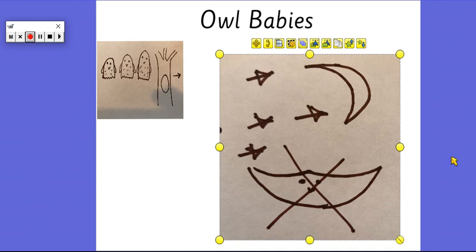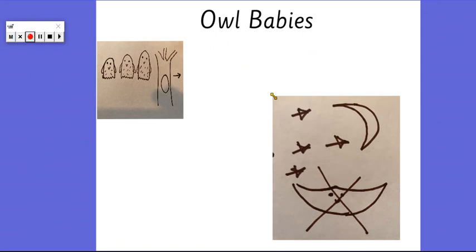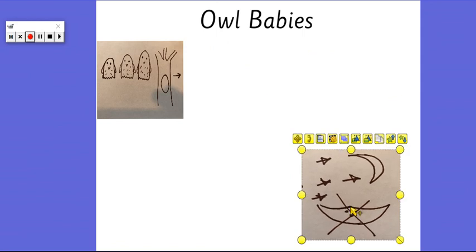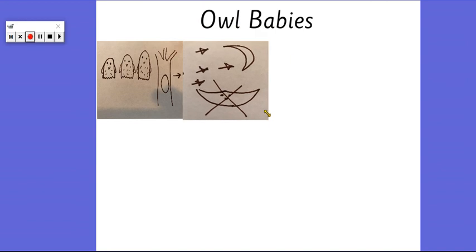So for my next picture, I know that the next thing that happens in the story is they wake up one night and their owl mother has gone. So I've done a picture of the owl mother, crossed her out to say she's gone. I've done some stars and a moon in the sky to show that it's night time. So that's my next picture. It can come after my arrow.